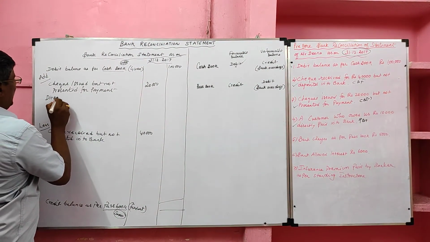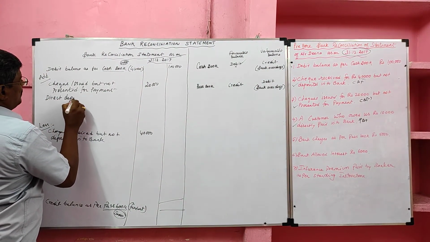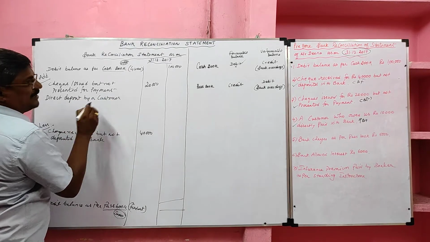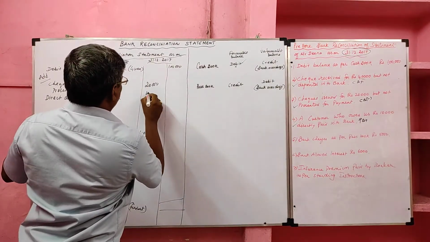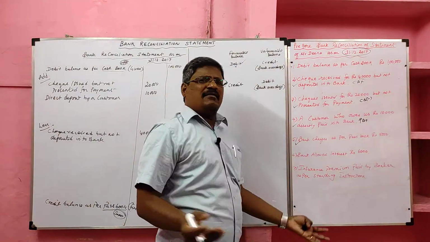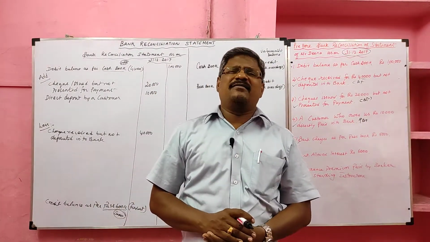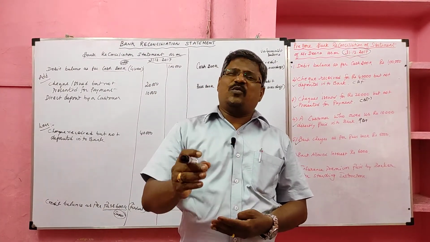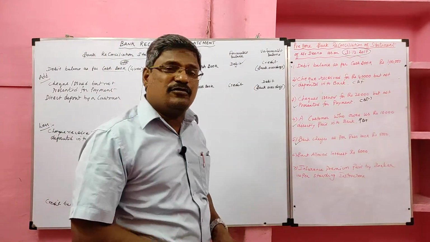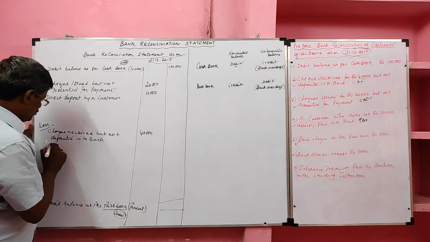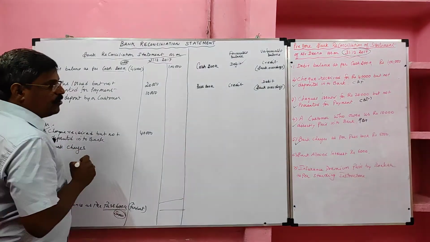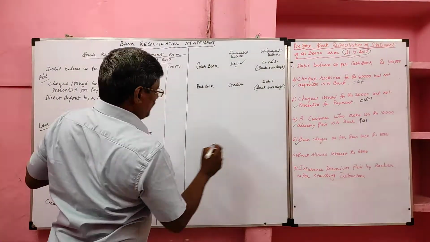Direct deposit by a customer, how much? 10,000. Next, bank charges. Bank charges transaction. Where did it take place? It was deducted in the passbook. So in the passbook, it was deducted. What do we have to do? We have to do the same thing. Here also we have to deduct bank charges. How much bank charges? 5,000 rupees.